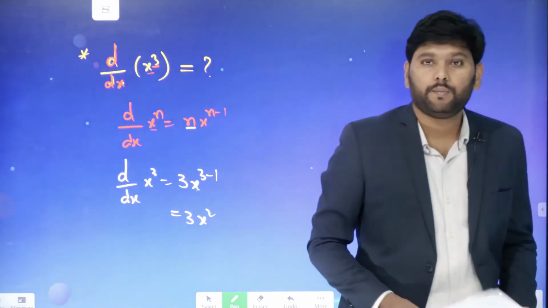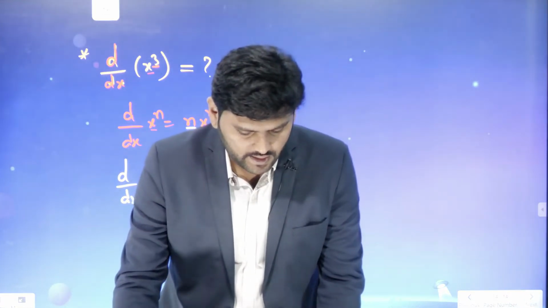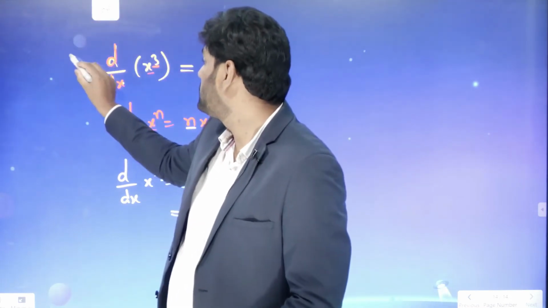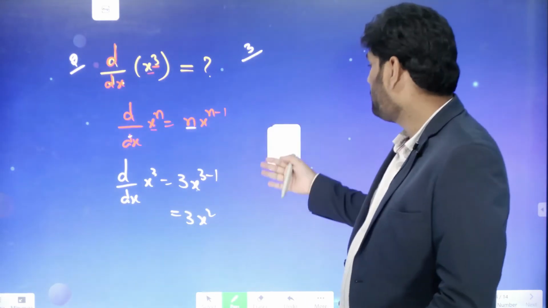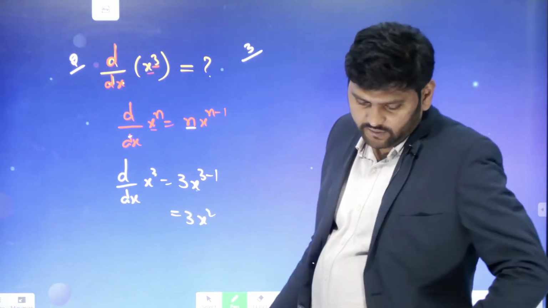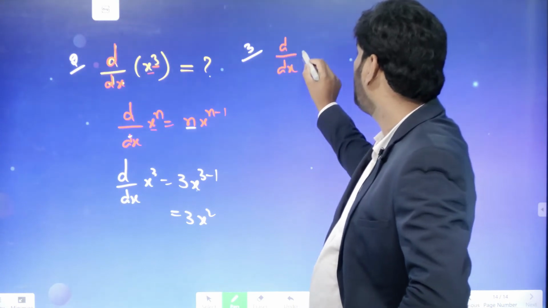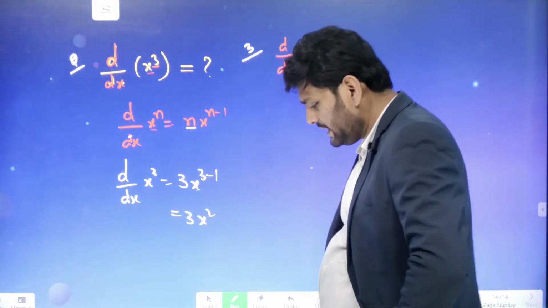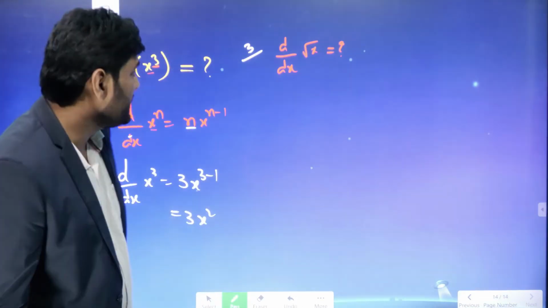Please open your textbooks, everyone. Based on the same practice sheet, let's do one more. This is question number 2, right? Now see question number 3. What is question number 3 here? They have given d by dx of root x. This is your question, d by dx of root x. Keep practicing it.